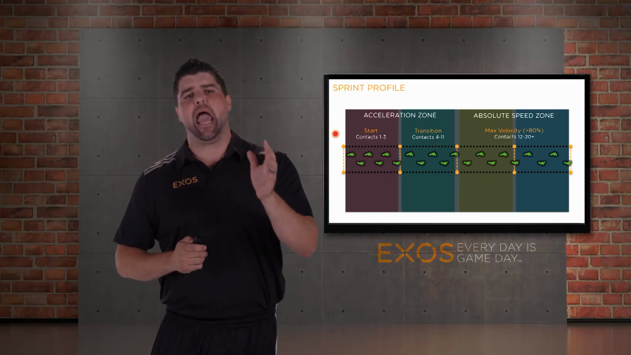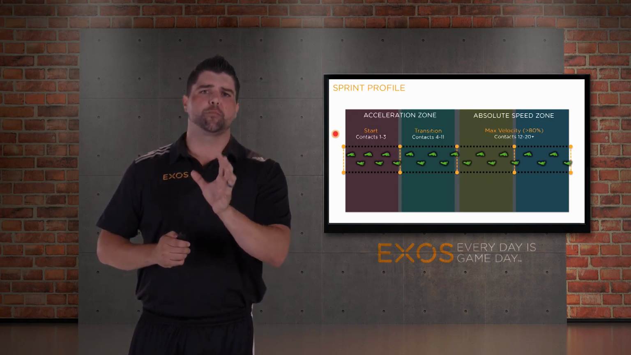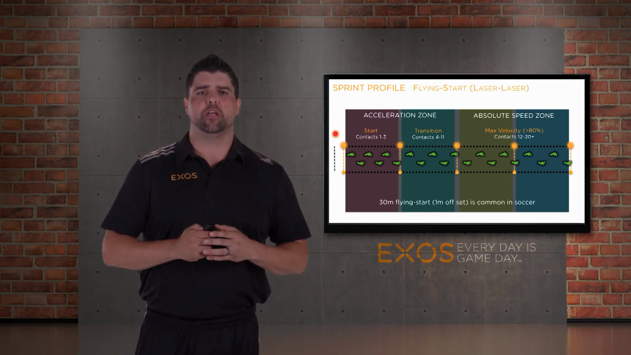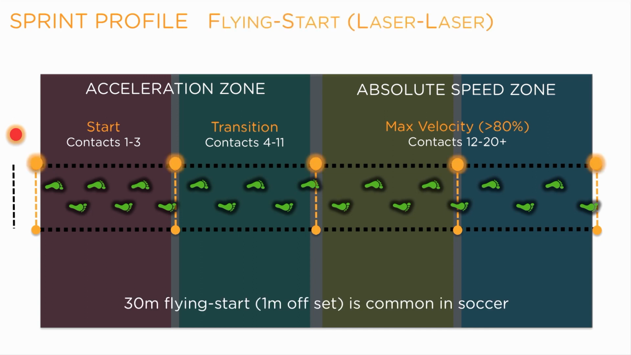So if I can at least capture these three zones, I can create a nice commentary on the overall sprint capacities of the athletes that I'm working with. Now, the first way I can capture that data is utilizing a flying start.